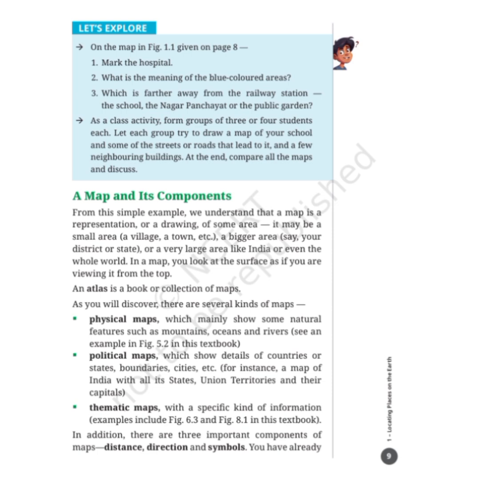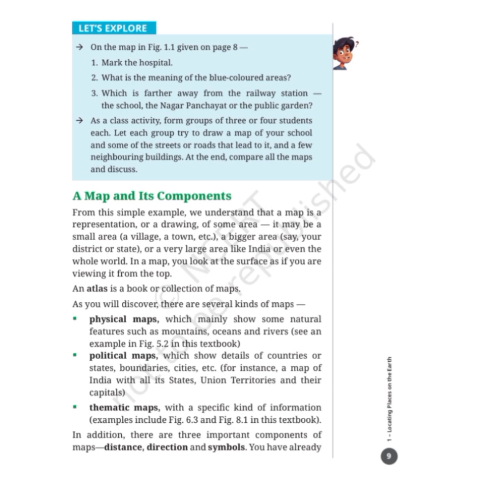As you will discover, there are several kinds of maps. Physical maps, which mainly show some natural features such as mountains, oceans, and rivers. See an example in Fig 5.2 in this textbook. Political maps, which show details of countries or states, boundaries, cities, etc. For instance, a map of India with all its states, union territories, and their capitals. Thematic maps, with a specific kind of information. Examples include Fig 6.3 and Fig 8.1 in this textbook.